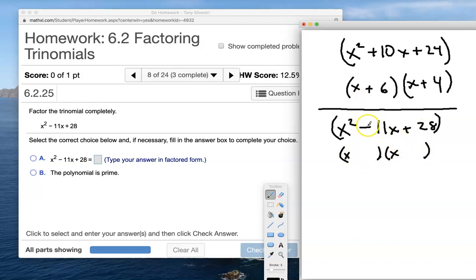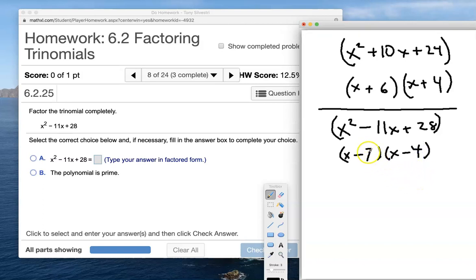If this were a plus, then two positive numbers would be correct. Two negative numbers also multiply out to be positive 28. So I'm going to stick with negative and negative, because two negative numbers add to be negative. Now I want two numbers that multiply out to be 28 and add or subtract to be 11. If you know your times tables, and it doesn't matter where you put the 7 and 4, 7 and 4 would be the answer.